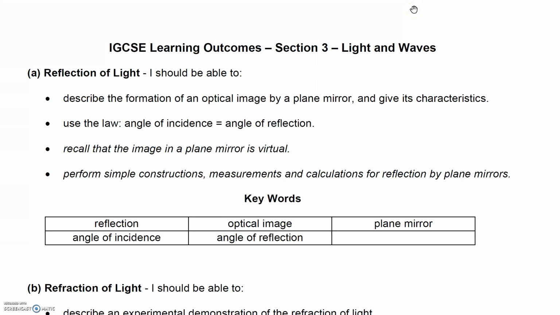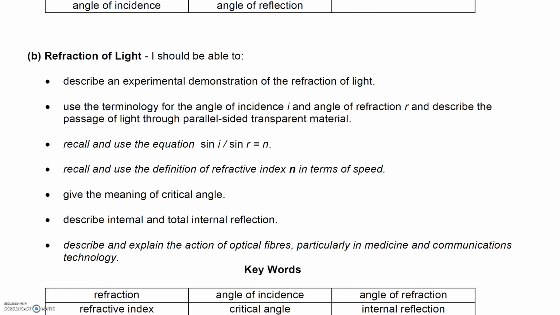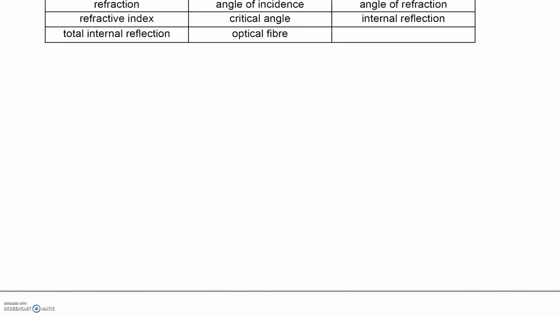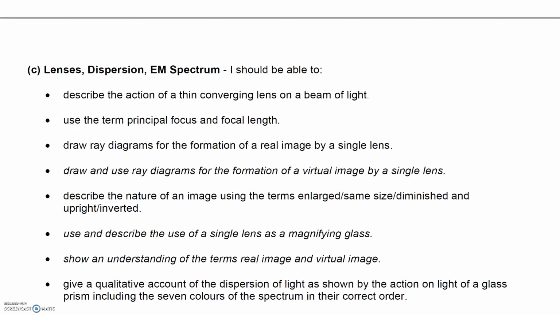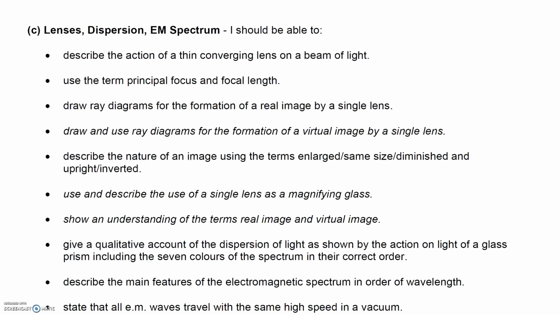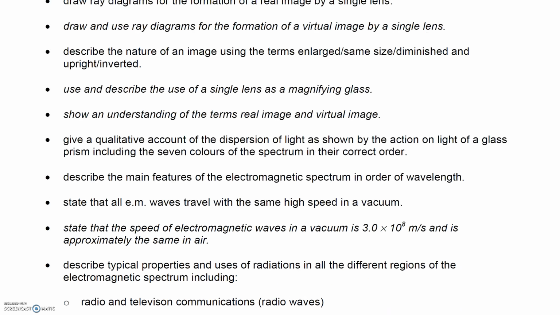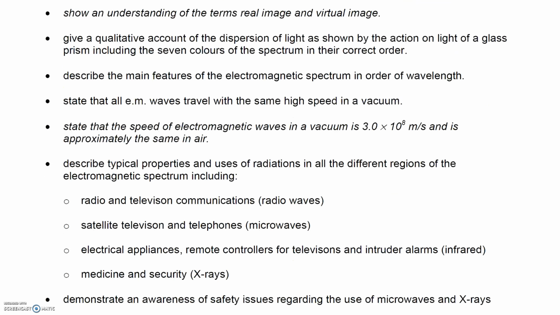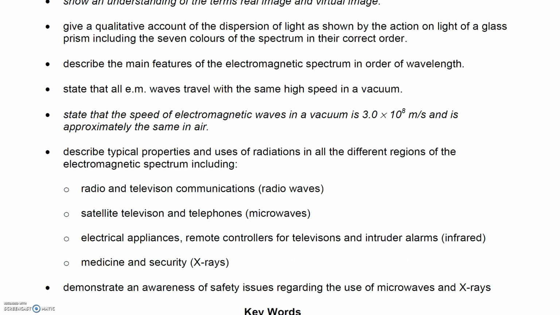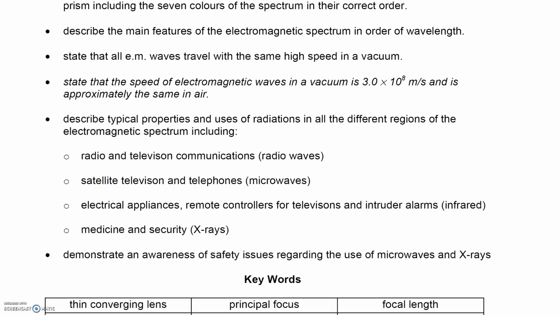In this series of videos, we're going to look at section 3 of the IGCSE syllabus, which is light and waves. We're going to start off by looking at reflection, and then we've got refraction to follow, and then below that we have lenses, which involves refraction, a tiny syllabus statement on dispersion, and just below that we have the electromagnetic spectrum, which was just a lot of learning.